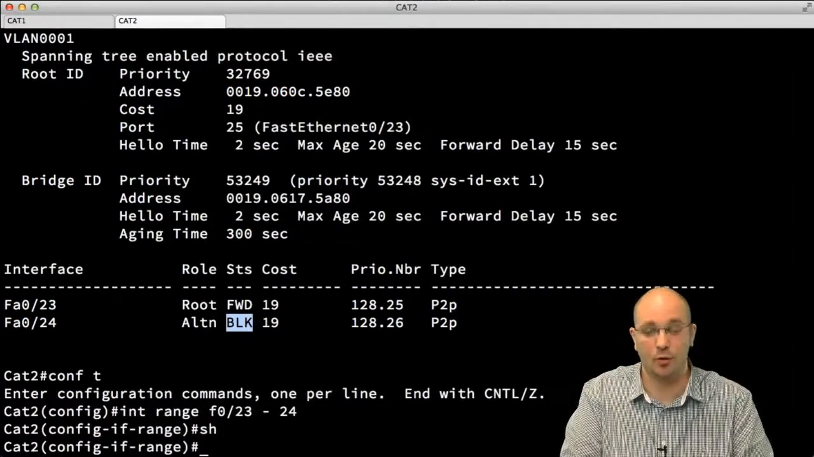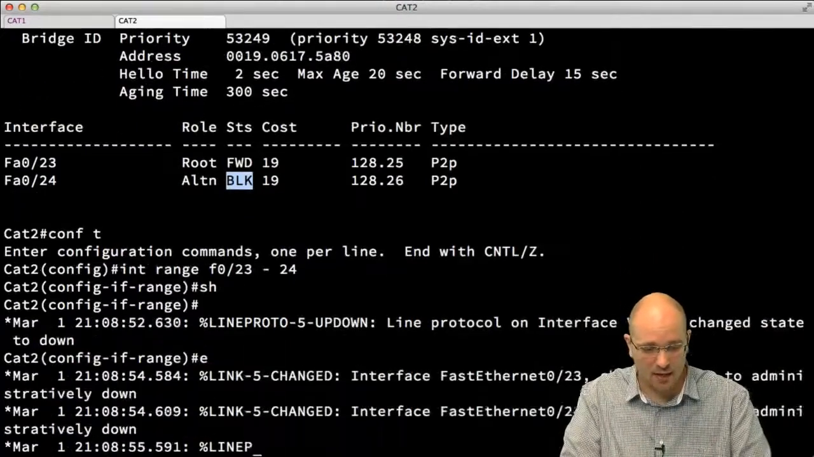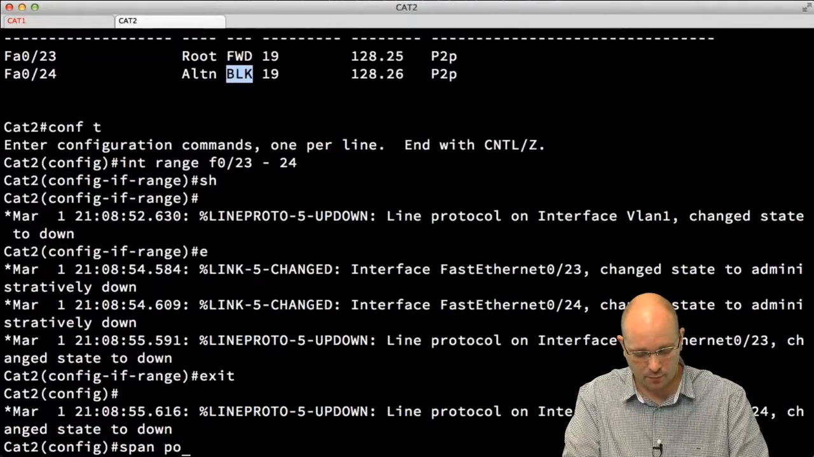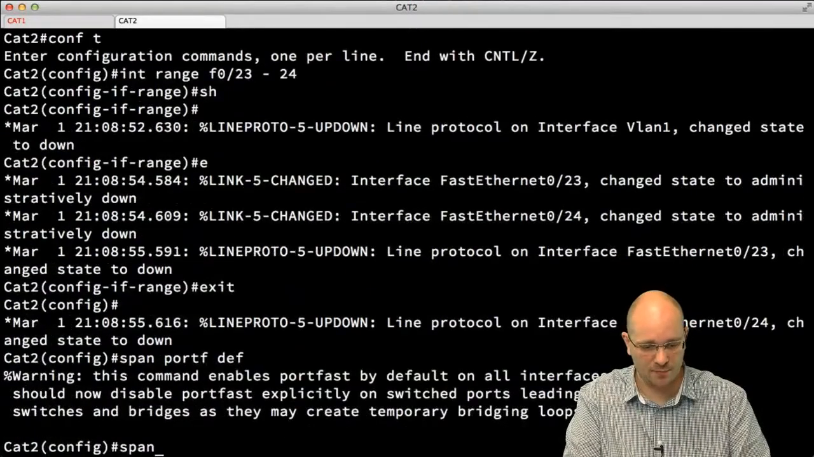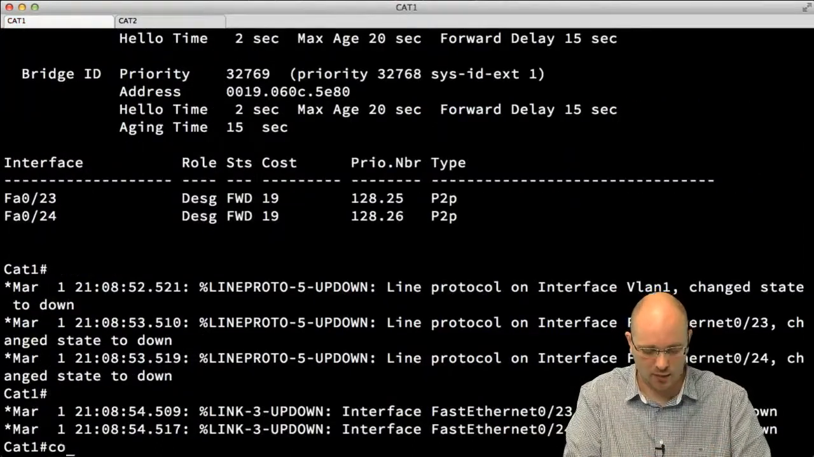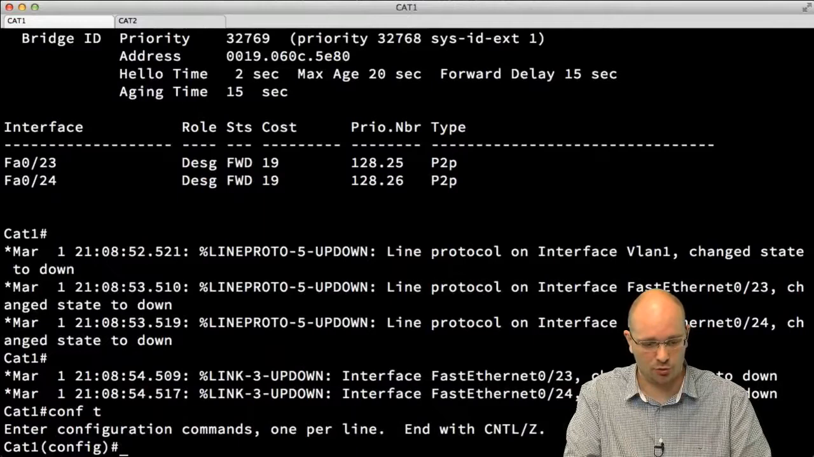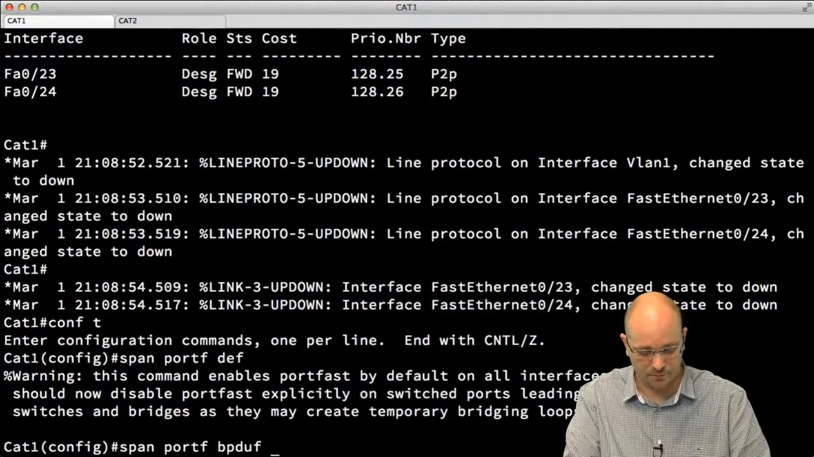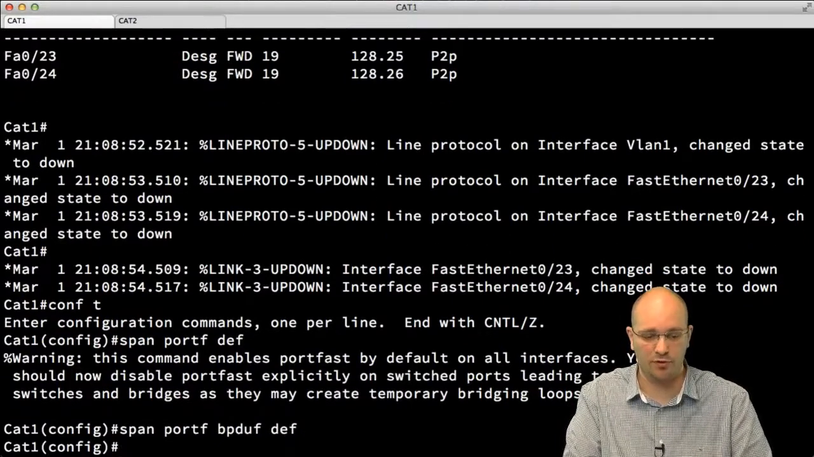So now I'm going to go ahead and shut these ports down on the Cat2 side. Then in the global configuration, I'm going to say spanning-tree portfast default, and I'm going to say spanning-tree portfast bpdufilter default. So I'm enabling PortFast and the BPDU filter globally. On Cat1, I'm going to do the same thing. I'm going to say spanning-tree portfast default, and spanning-tree portfast bpdufilter default. So I have enabled both PortFast and the BPDU filter.